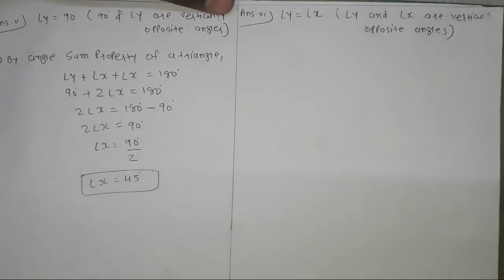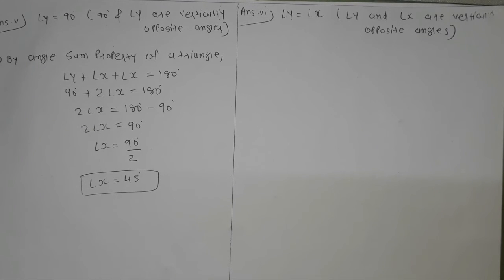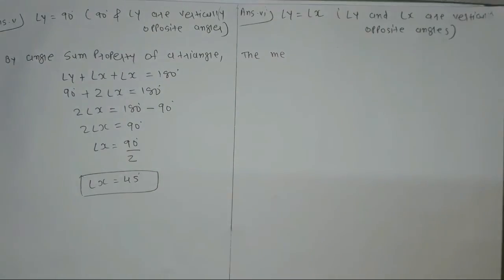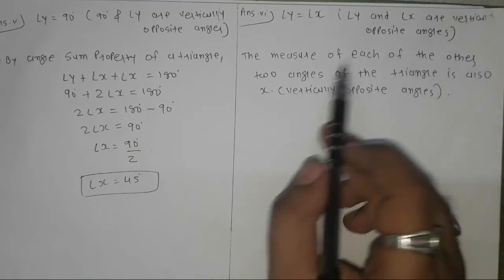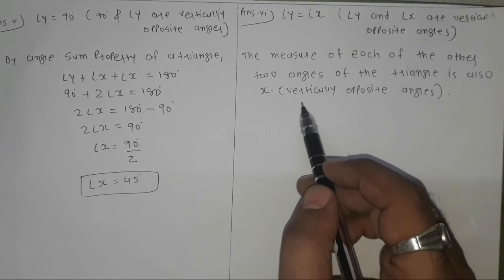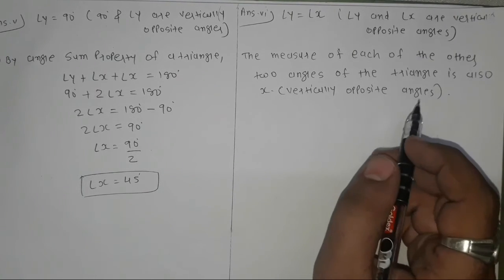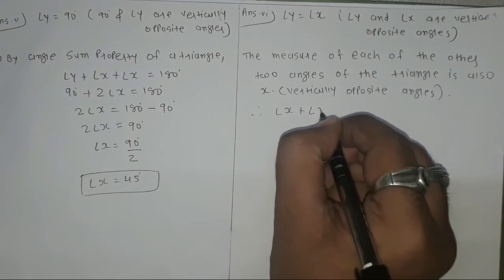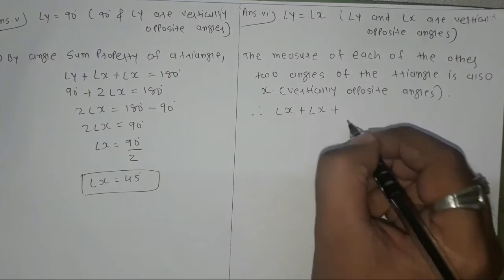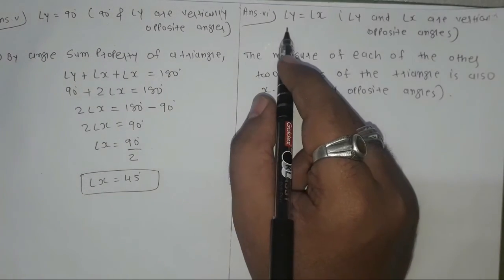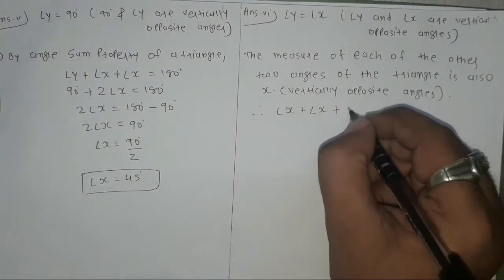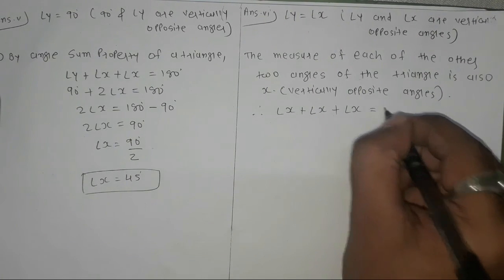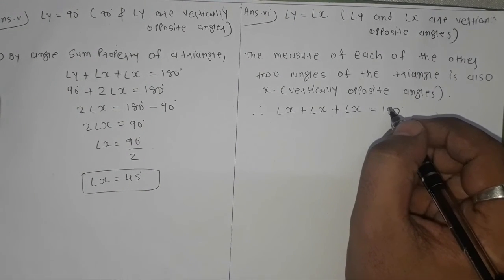Now the remaining two angles are also x, so here we can write the measure of each of the other two angles of the triangle is also x, due to vertically opposite angles, as I explained. So here I can write, therefore angle x plus angle x, two angles are vertically opposite whose value is angle x. Similarly here angle y is also equal to angle x, so angle y plus angle x plus angle x is equal to 180 degree by angle sum property.